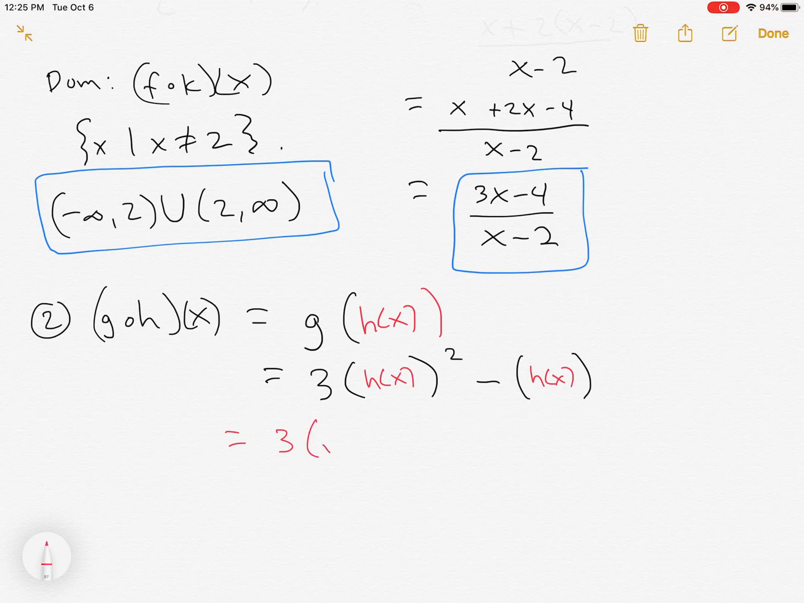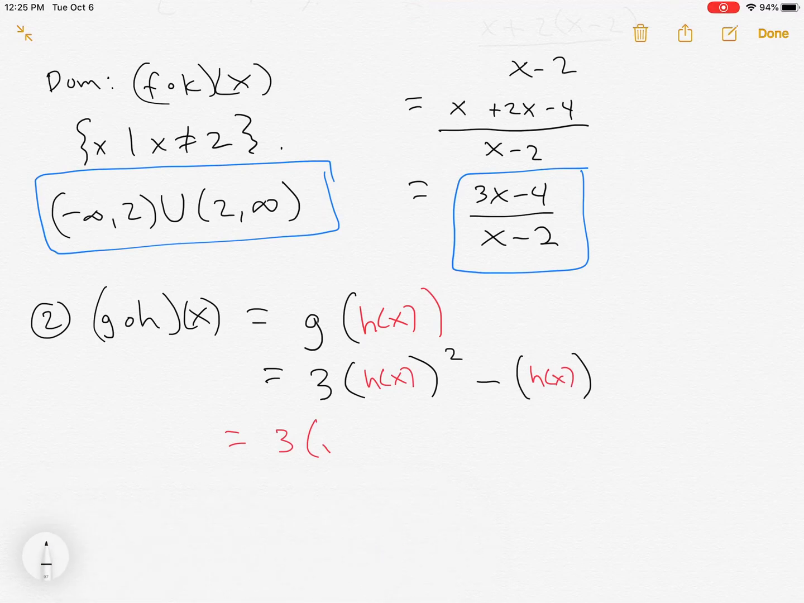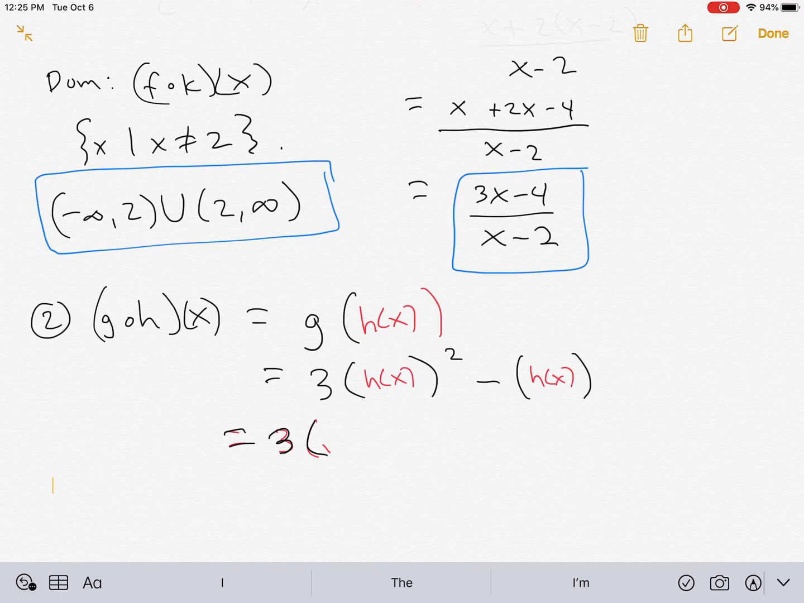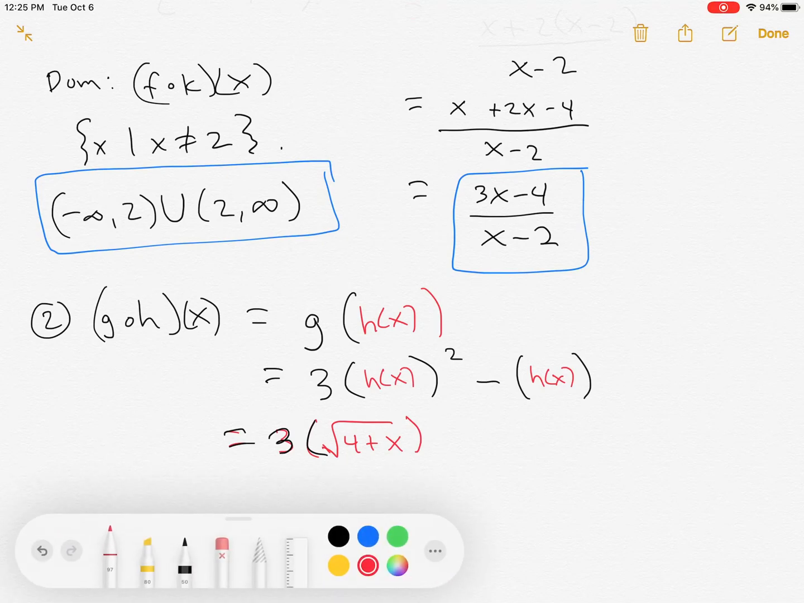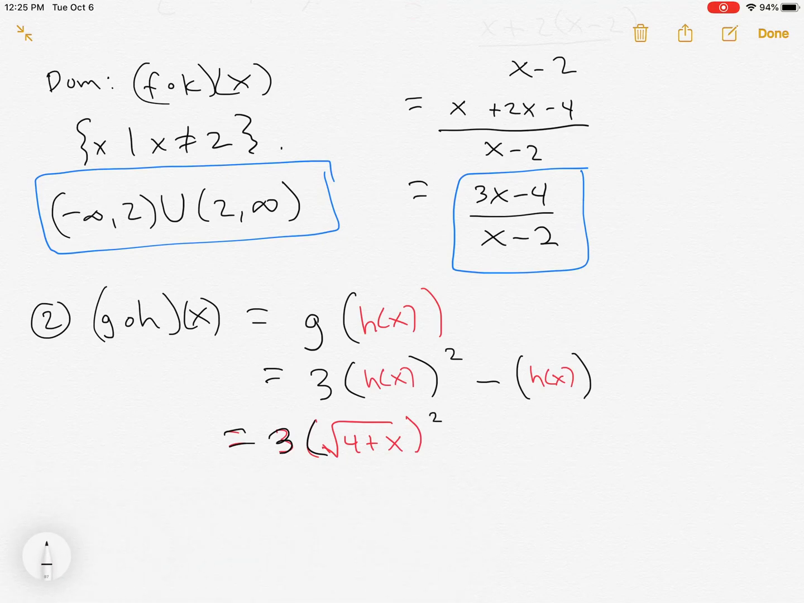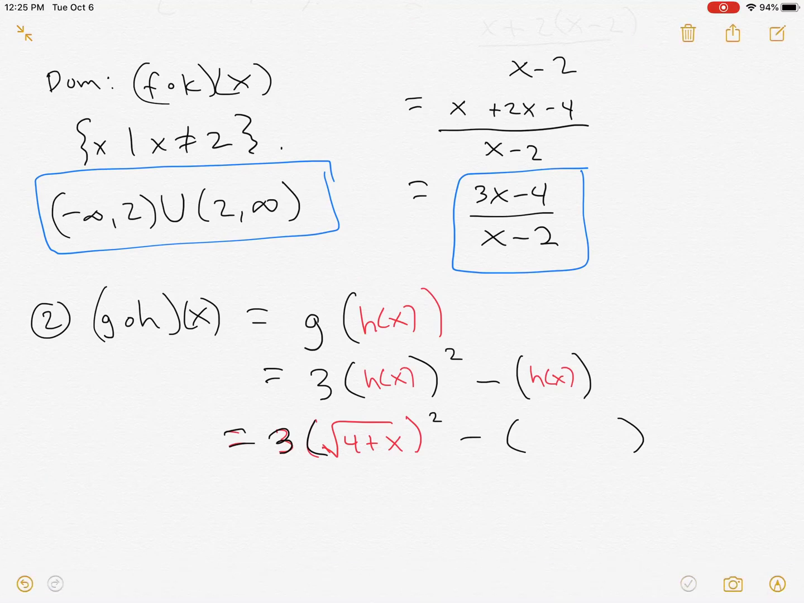3 times this. I'm trying to keep the h red. Okay, 3 times the square root of 4 plus x squared minus the square root of 4 plus x.